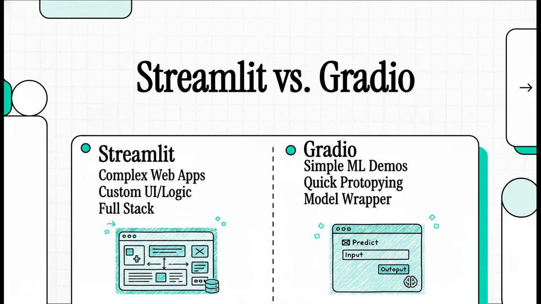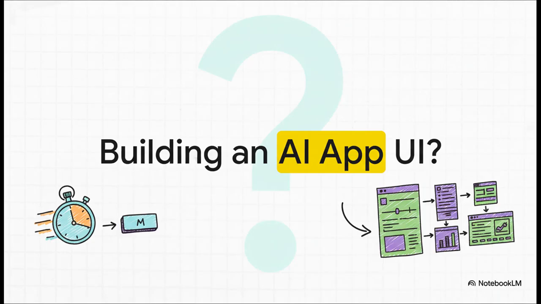Okay, so if you're a Python developer who's building anything with AI or machine learning, I guarantee you've stood at this exact crossroads. Streamlit or Gradio. Let's dive in and figure this out so you can pick the right tool for your job right from the start.